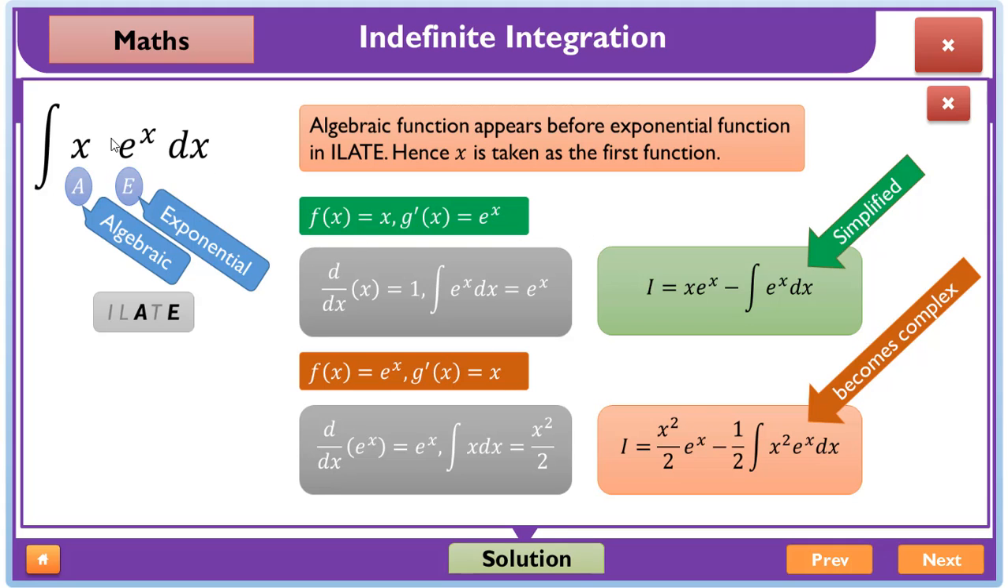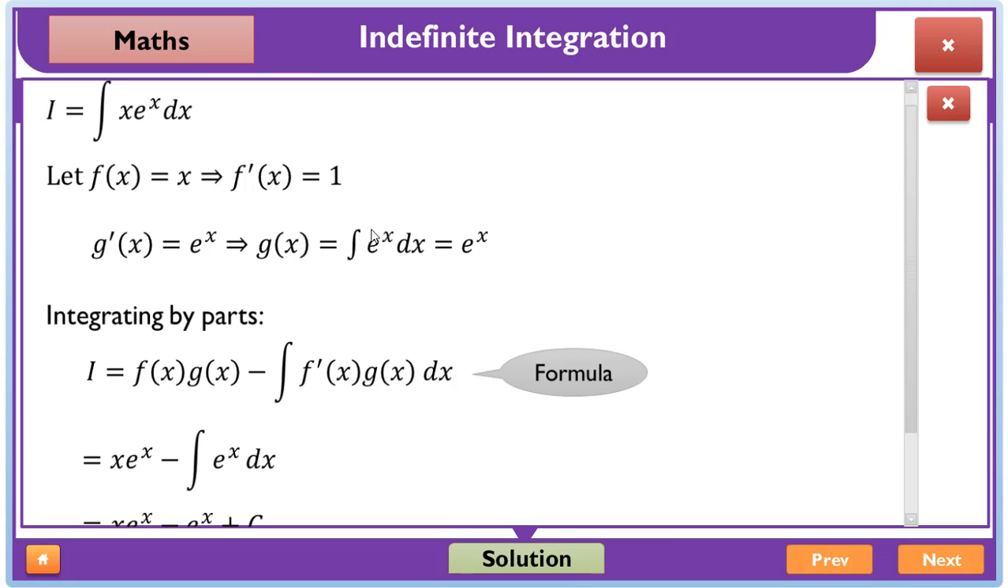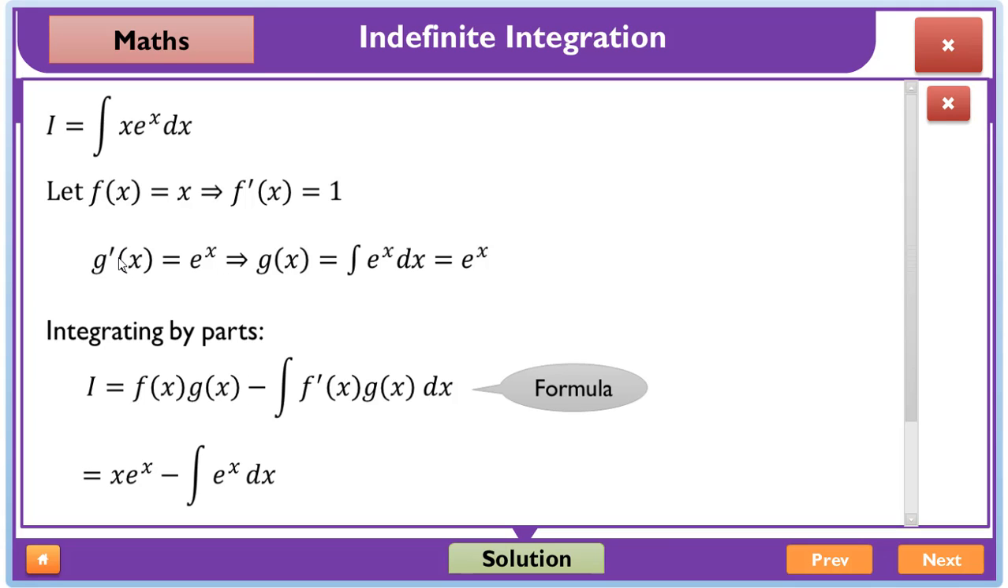Let us see how these types of problems are solved using integration by parts. So the integral is x e to the power x. Let x be the first function, that is f of x. So f dash of x will be 1, because the derivative of x is 1 using the power rule. Similarly, let g dash of x be equal to e to the power x. This is the second function. We need to find g of x by integrating g dash of x, which will be e to the power x. Put these values in the formula of the integration.